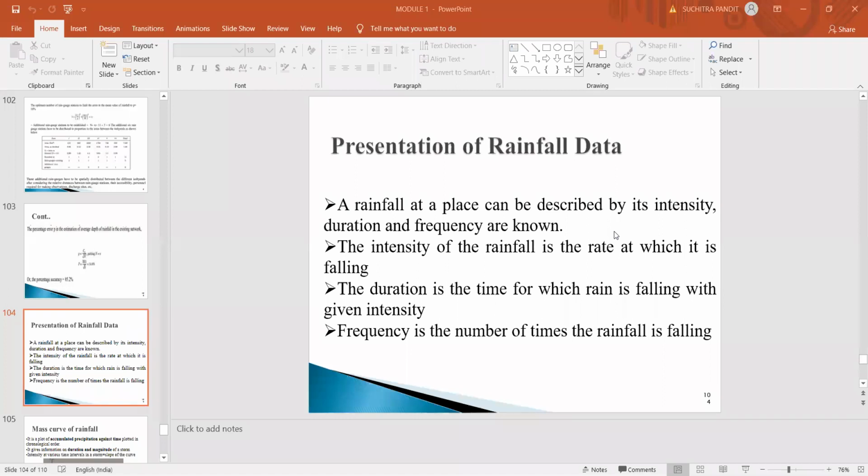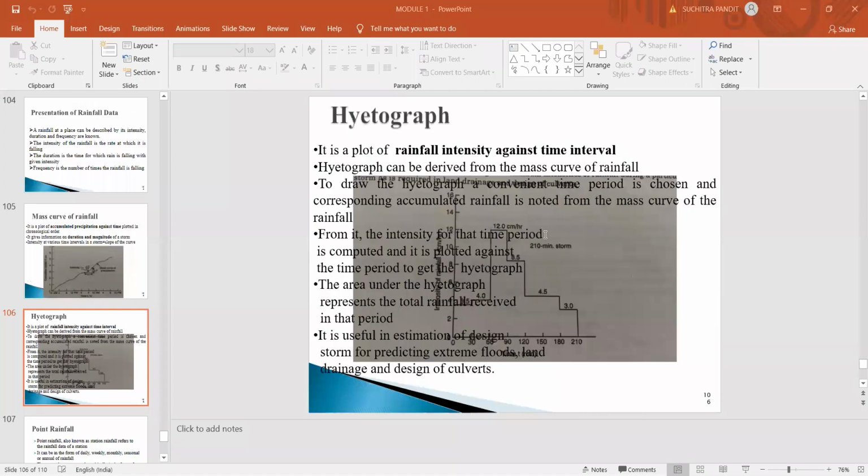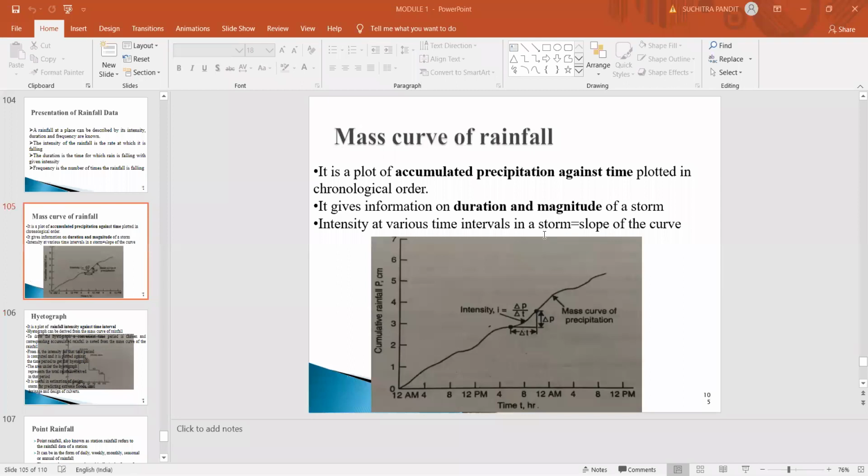So the frequency is the number of times the rainfall is occurring or falling. So the presentation of rainfall data at a given place can be described by its intensity of rainfall and also the duration of rainfall and also the frequency of rainfall, how often it rains. Now, the presentation of rainfall data can be done in two ways. That is, one is the mass curve of rainfall. So from the mass curve of the rainfall, you can find out the depth of rainfall, the intensity of rainfall, as well as the duration of the rainfall.